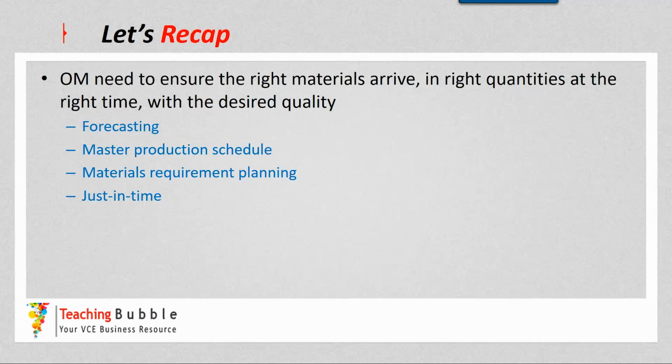Now, just to recap, the operations manager needs to ensure the right materials arrive in the right quantities at the right time with the desired quality. Remember, we're looking at how a business can improve its effectiveness and efficiency, and we're using materials management strategies to do so. And the materials management strategies listed in our study design that we went through today are forecasting, the master production schedule, the materials requirement plan, and the just-in-time system, where the materials are arriving just as they are needed for production.